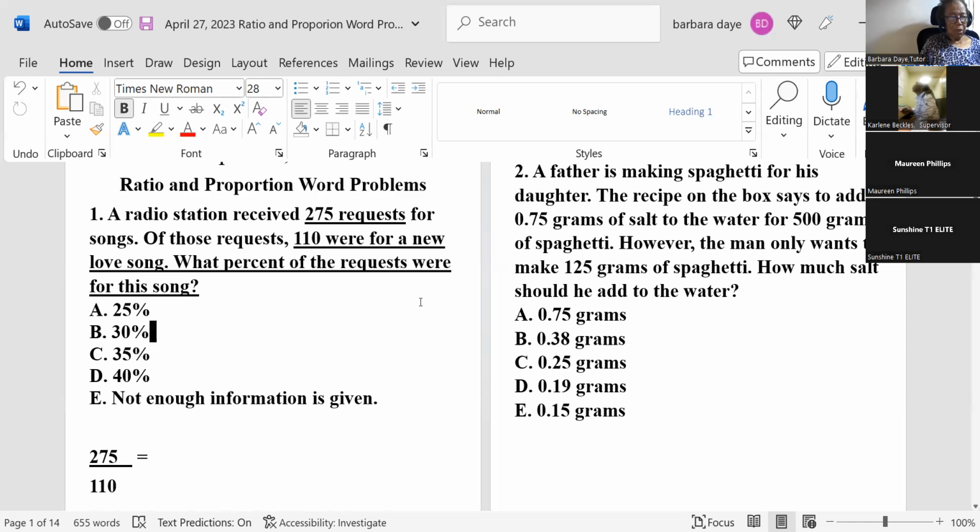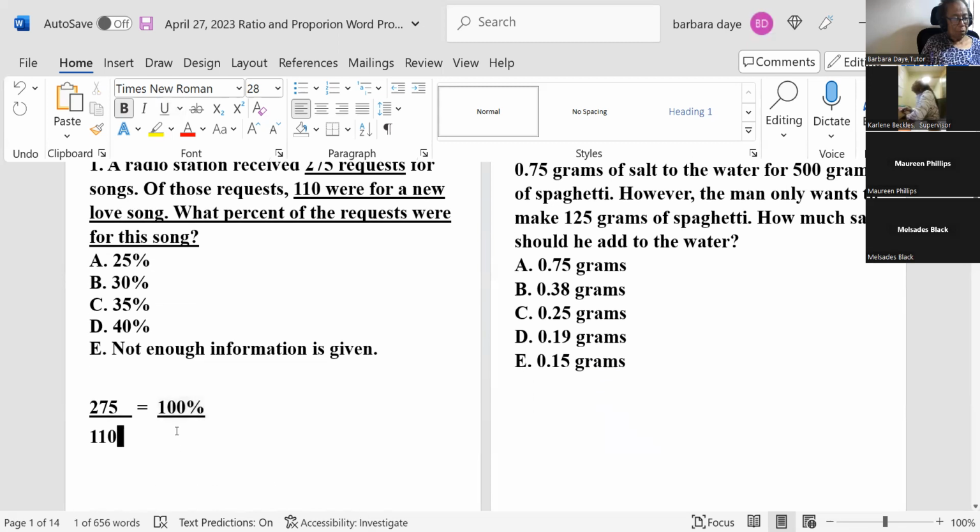So, Maureen, back to the 275 is the total request they received. That would be the 100%, right? Yeah. So let's put 100%. And what are you calling what you're looking for, the percent for the new love song? What variable are you calling that? You're calling it N? Okay, there we go. Now solve that for N, Maureen, and that would be your answer.